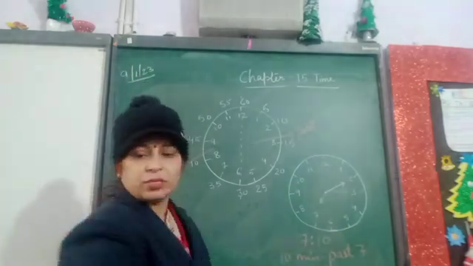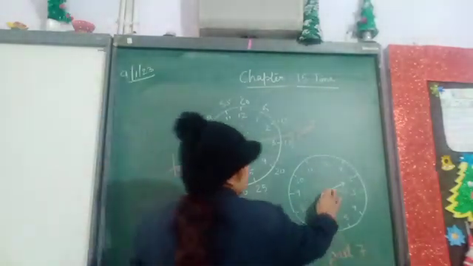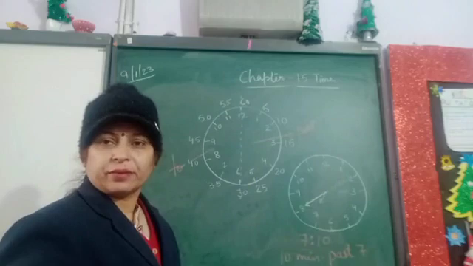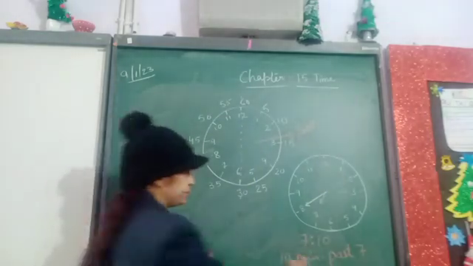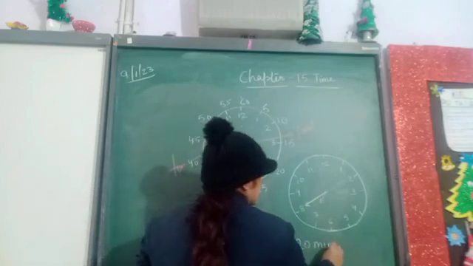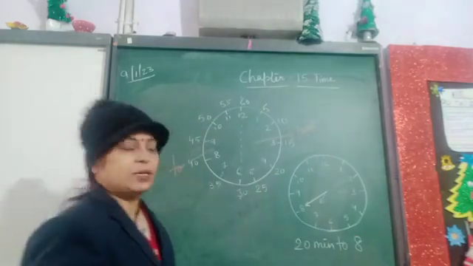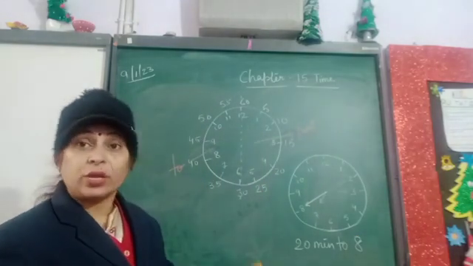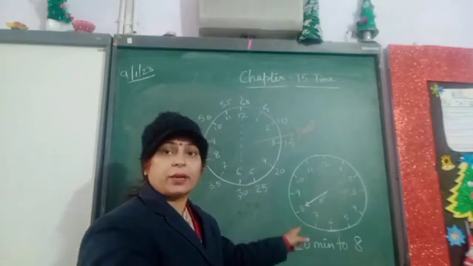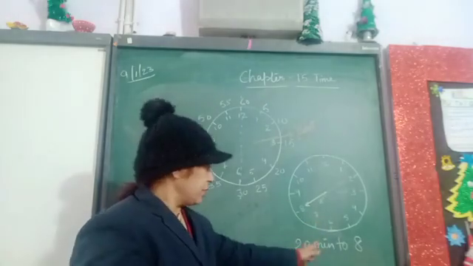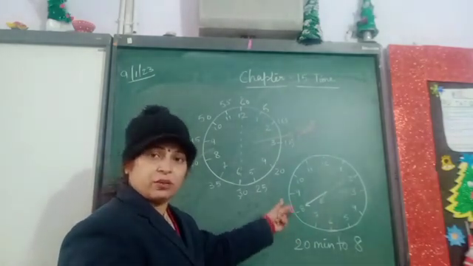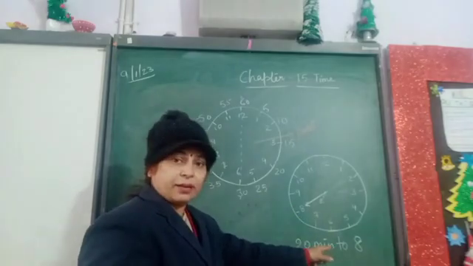Now see, suppose this needle moves towards this minute mark, on this side. What is the time here? We will say the time is 20 minutes to 8. Why 8 and why 20 minutes? See, only 20 minutes are left for 8 to occur. So we say the next hour, and for the minutes we write the time needed to complete the hour; the next hour we say at first.